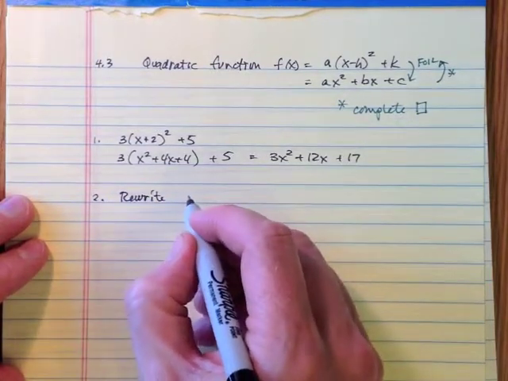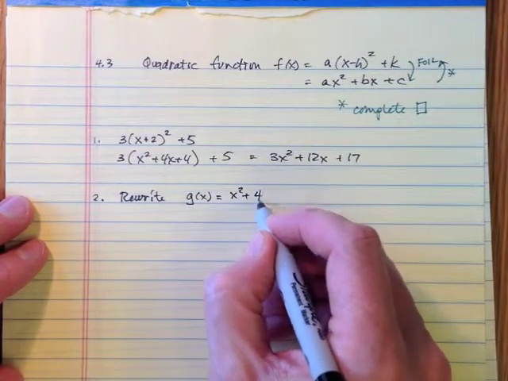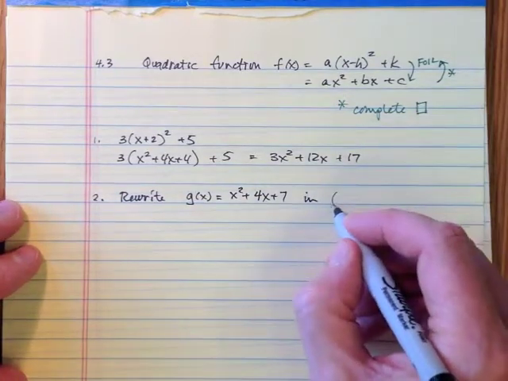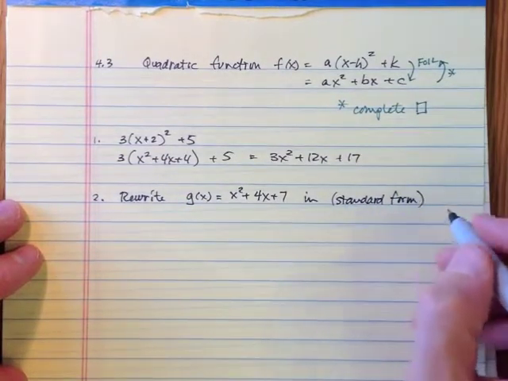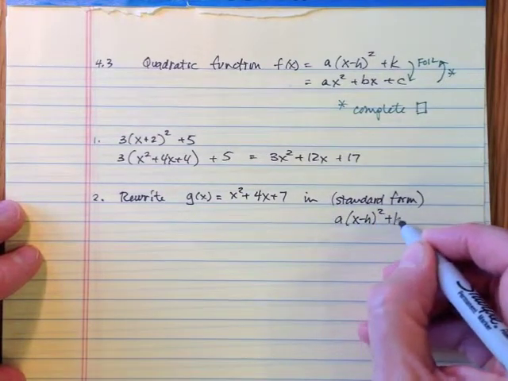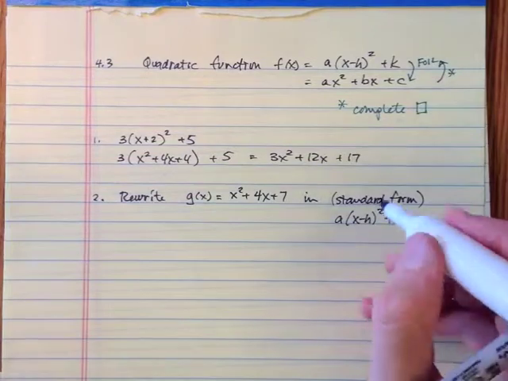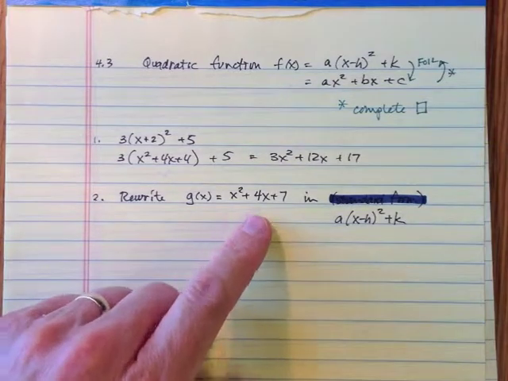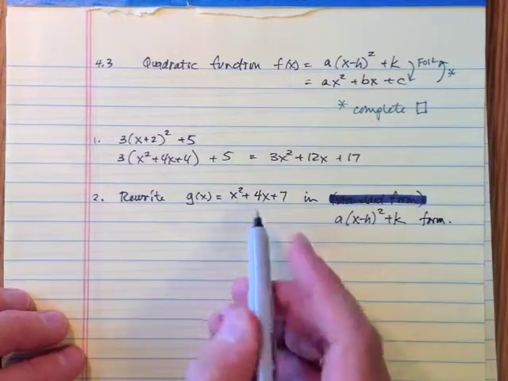Let's rewrite, how about g of x is x squared plus 4x plus 7, in, I think the book calls this standard form. In the standard form, a times x minus h squared plus k. Actually, now that I check, I'm wrong. They don't have a name for it. So I'll say, in the instructions to this example, let's just say, let's rewrite this in this form. So, I'm going to complete the square this way.